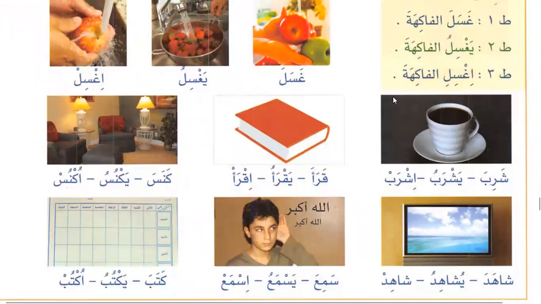So Miss Rabia will read the first three pictures and Miss Khatija will read the next three pictures.